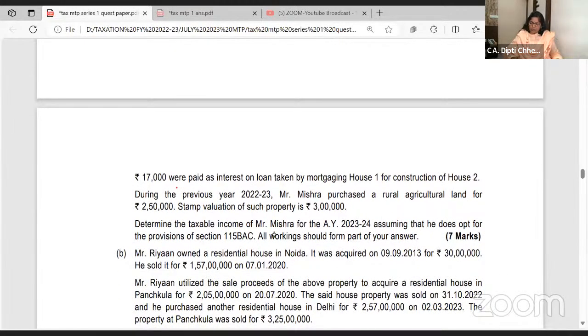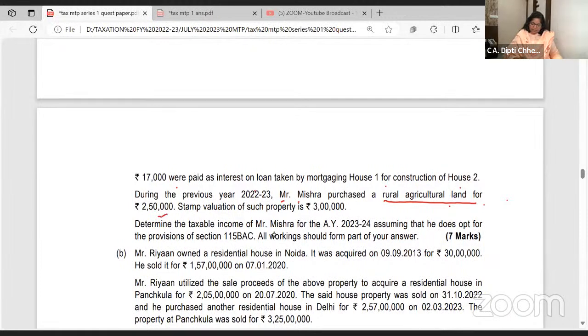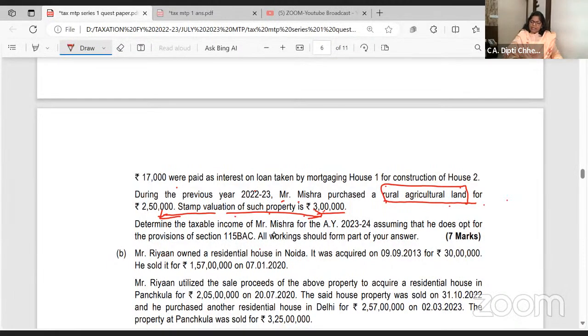17,000 was interest paid on loan for house 1 for construction of the house 2. Okay? During the previous year, Mishra purchased a rural agricultural land. Stamp duty value is 3 lakhs. If you purchase above the actual sale consideration as stamp duty, the difference is taxable in income from other sources. But then this is rural agricultural land, so we'll write a note and nothing is taxable, assuming that he does not opt for 115BAC.